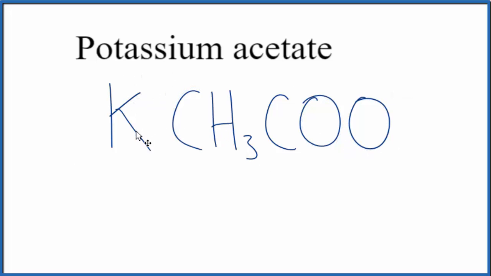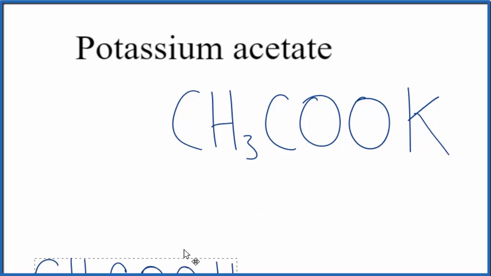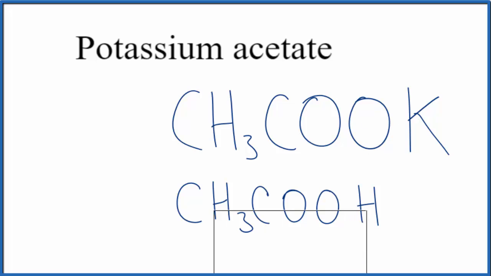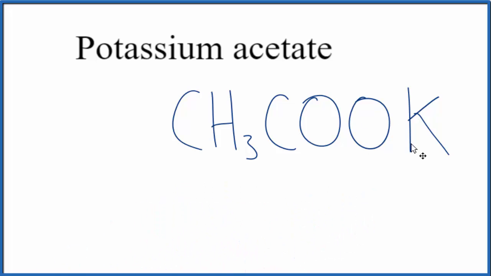You'll often, though, see the K placed at the end of the formula like this. That's because the acetate ion arises when we have reactions with acetic acid, and acetic acid will lose this hydrogen in chemical reactions. So you can kind of think of the K as replacing the hydrogen. So we put the K at the end of potassium acetate. Sometimes you'll see it both ways, and either way is correct.